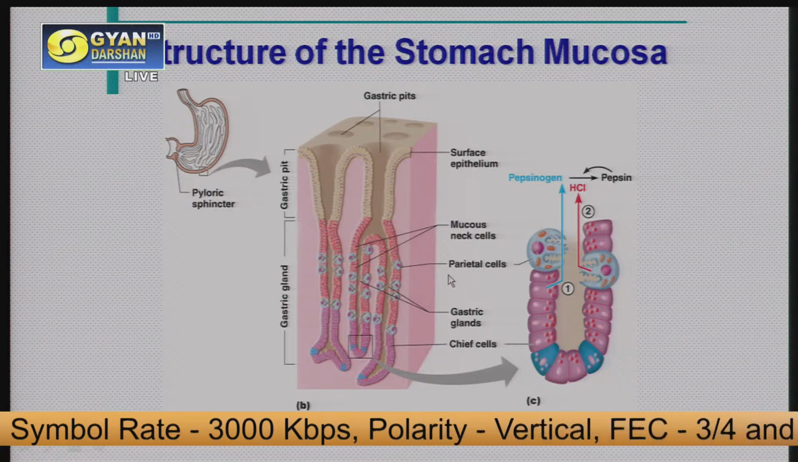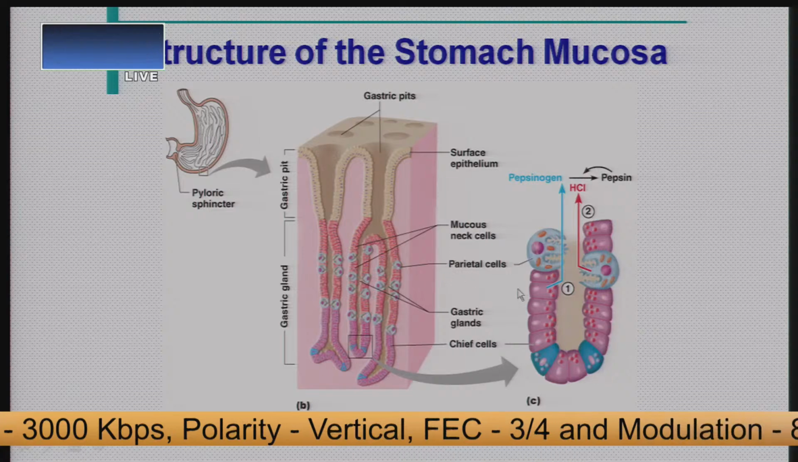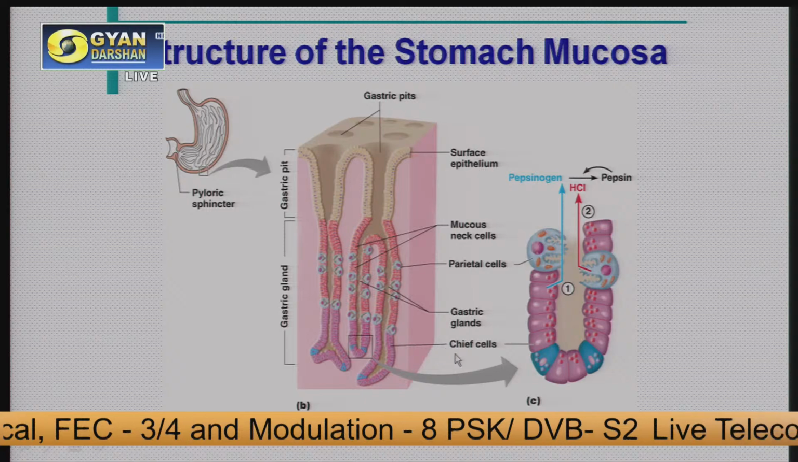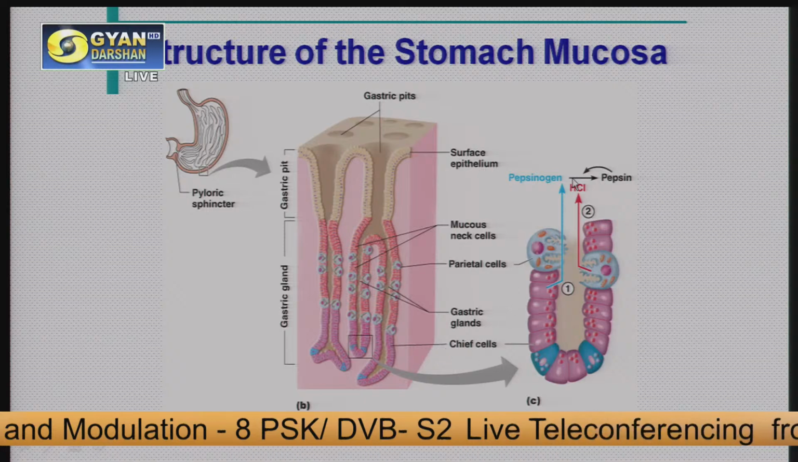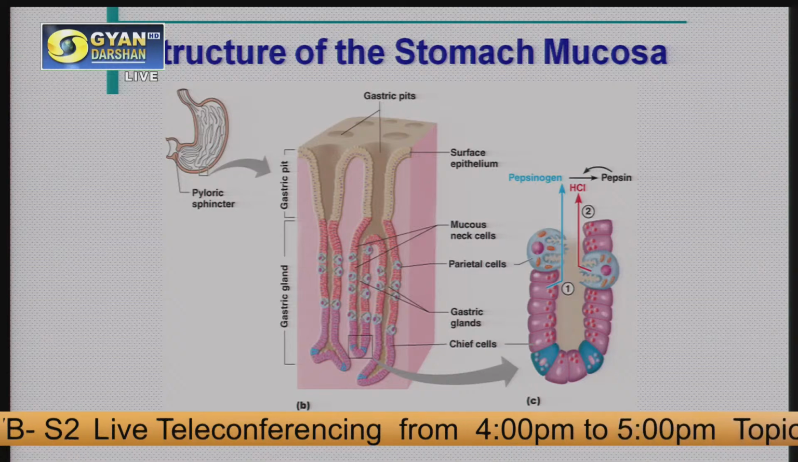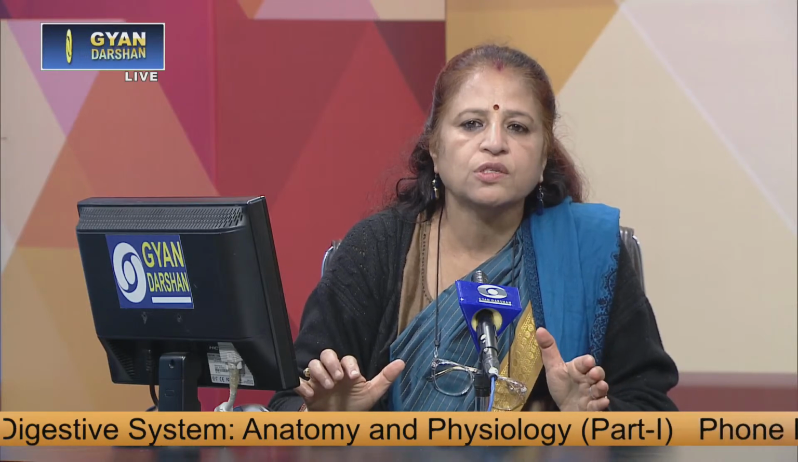For example, these parietal cells secrete HCl, as you can see here. Then the chief cells secrete pepsinogen, and pepsinogen is the inactive form of pepsin. When pepsinogen is acted upon by HCl, it is converted to the active form, which is called pepsin. And this enzyme is very helpful in the metabolism of protein, and this is found here in the stomach.